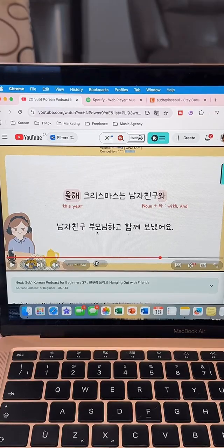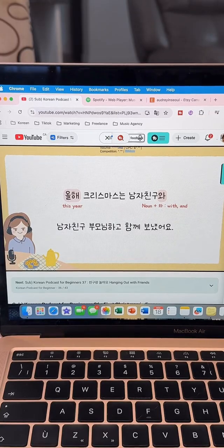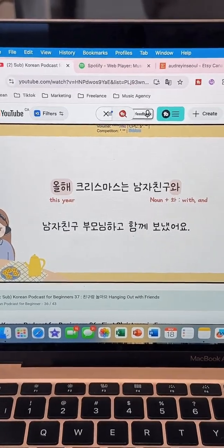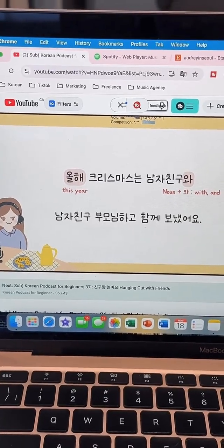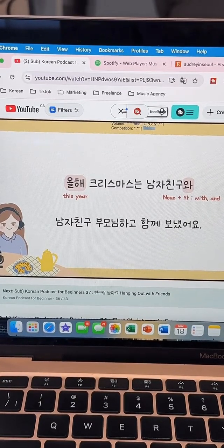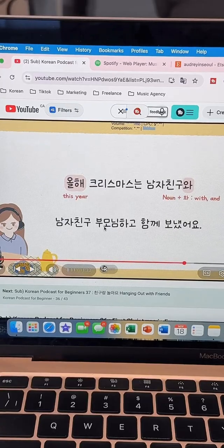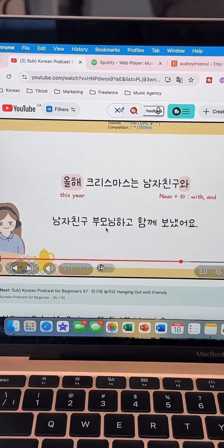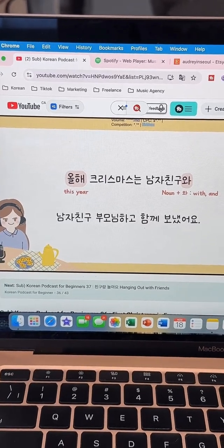Do you guys remember what 부모님 would mean? So we have seen it a couple of times before in my Korean study live stream. So what does 부모님 mean? Comment down below if you know the answer, or if you want to try and guess the meaning of this word as well. I will give you a few more seconds to comment down below the answer.